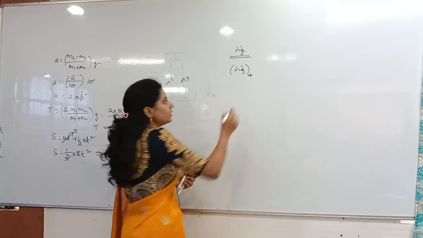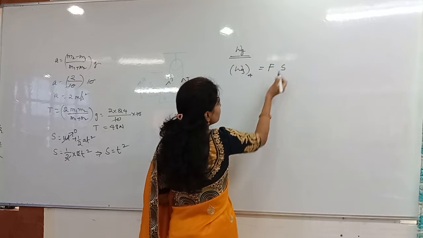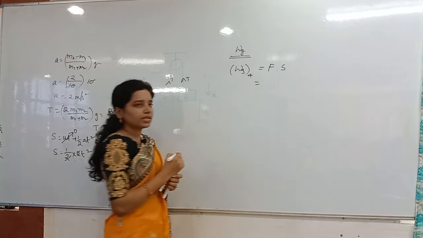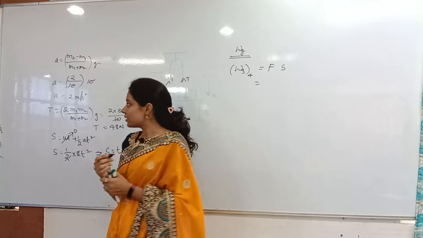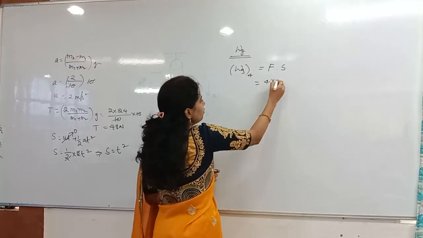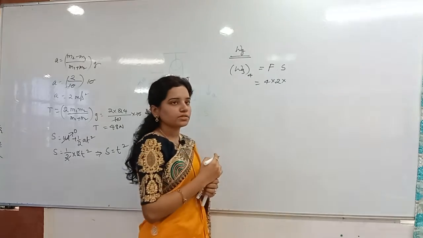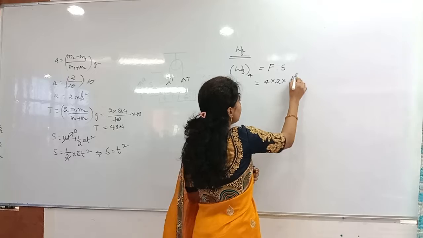So the work done by the gravity for the 4 kg, what will we take generally? Force into displacement. What is the force we are getting here? Mass into acceleration only. So what is the mass into acceleration here? Mass is how much? 4 into 2. Then displacement is how much? T square we got. So that is 8t square.